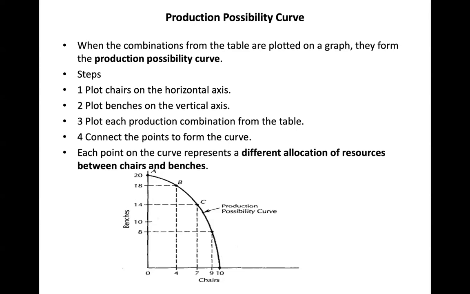Assuming the firm uses 1 hour to produce 4 chairs, then 18 benches. This is the point B. I hope I'm clear.